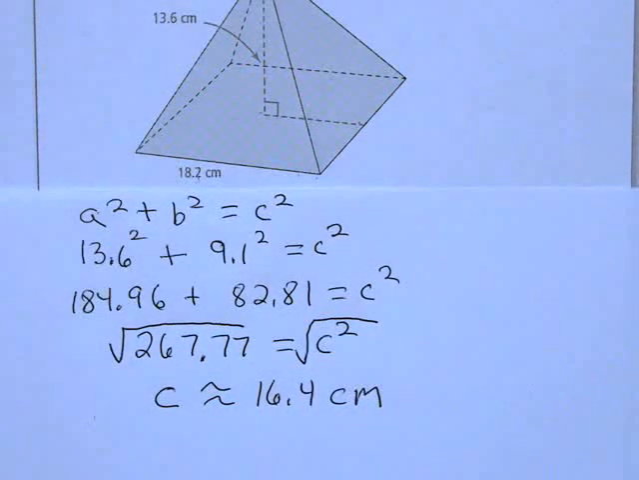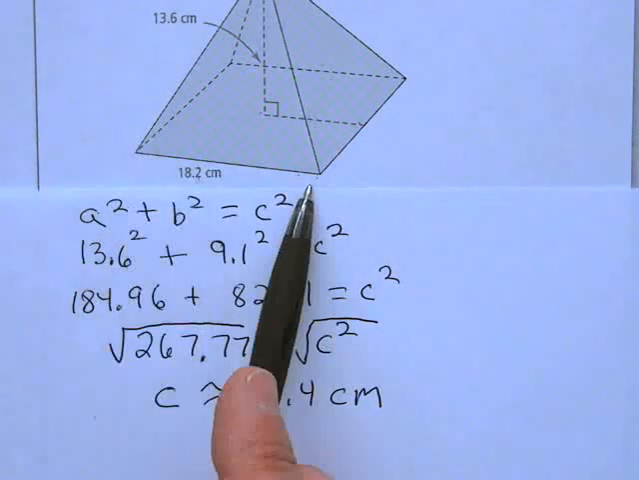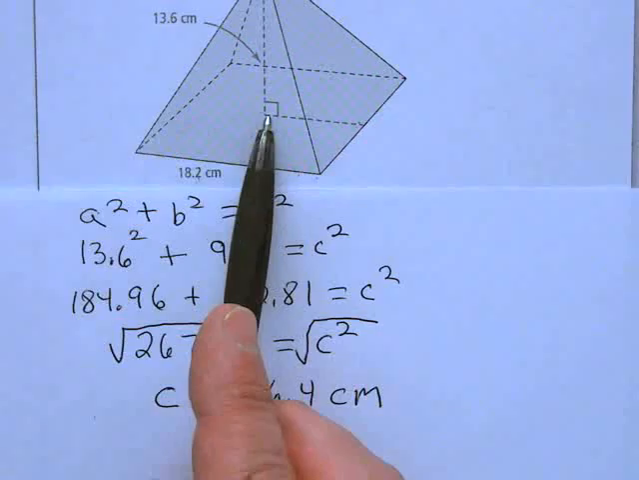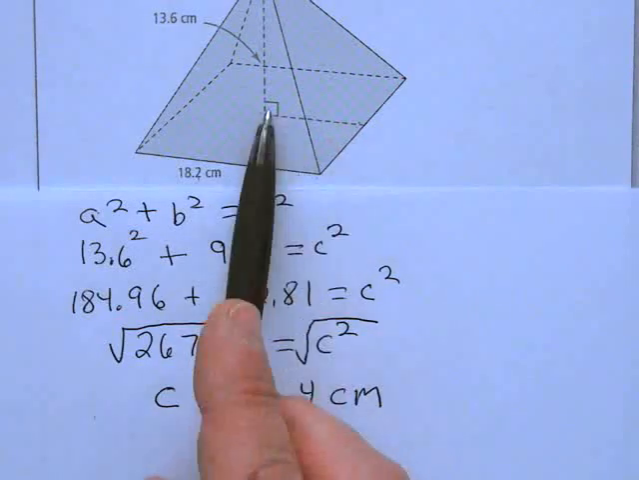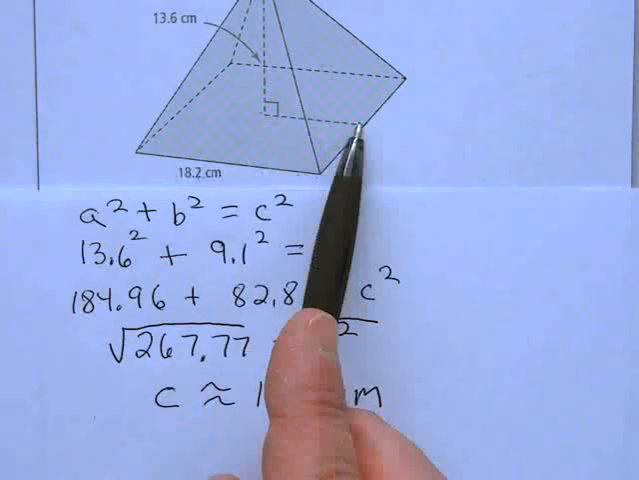And once again, remember, the key thing to remember in these drawings is that when you're given the length of the base of the square, the leg of the triangle is going to be half of that distance. That's 18.2. From here to here is 9.1.